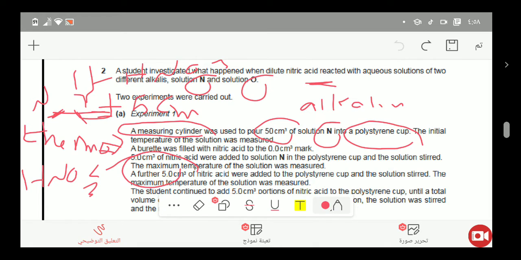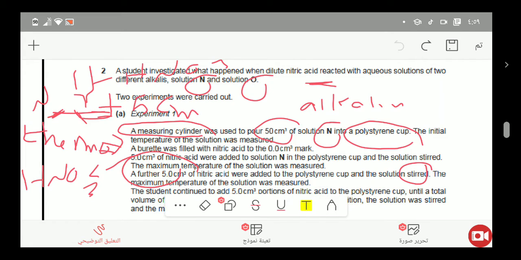It was added in the polystyrene cup and the solution is stirred well. The maximum temperature of the solution was measured, and the temperature was measured again. So each time he adds 5 centimeter cubed and measures the temperature.